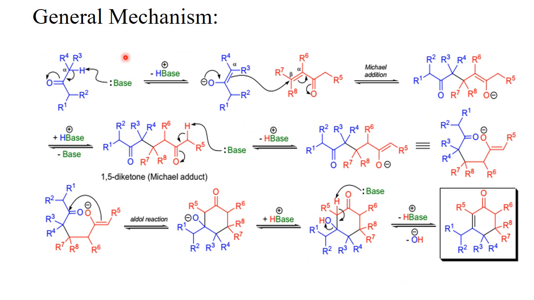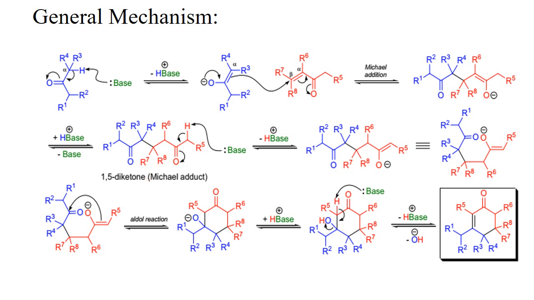General mechanism of Robinson annulation reaction. We can say the mechanism of Robinson annulation on a single page. One of the reactants of Robinson annulation reaction is a ketone. It is converted to enolate in the presence of base. Base abstracts the alpha proton and the resulting enolate is in equilibrium with its unenolized form. This enolate is added to the alpha beta unsaturated carbonyl compound. This addition of enolate to the beta carbon of the alpha beta unsaturated carbonyl compound is called Michael addition.